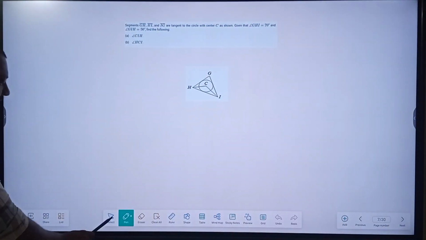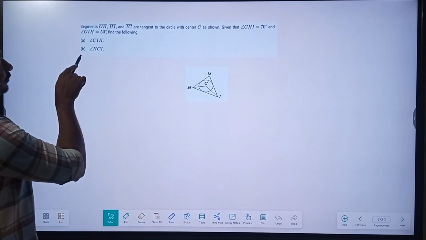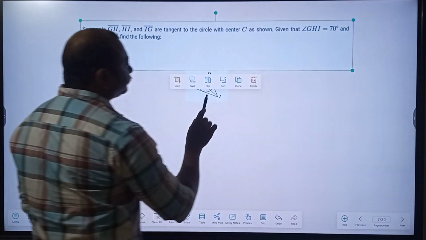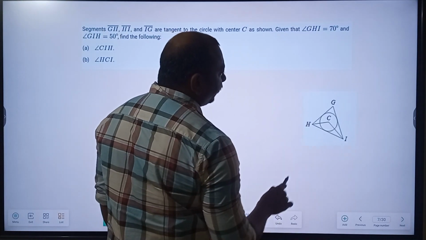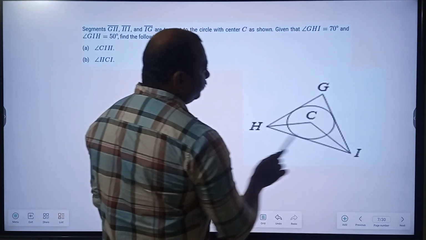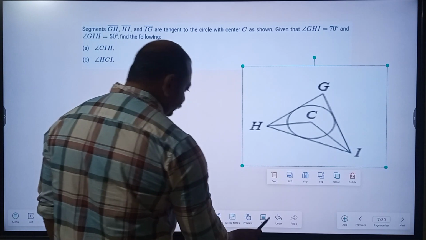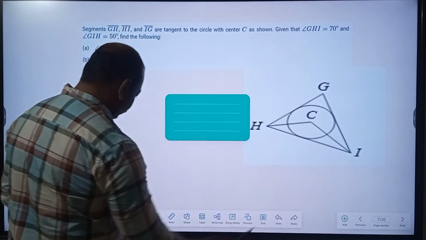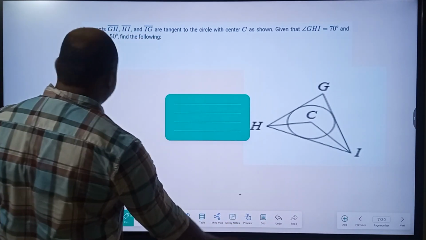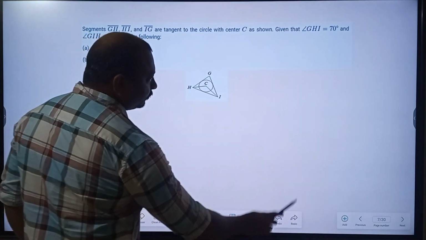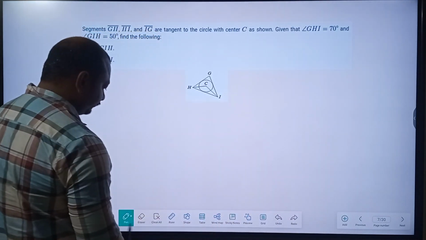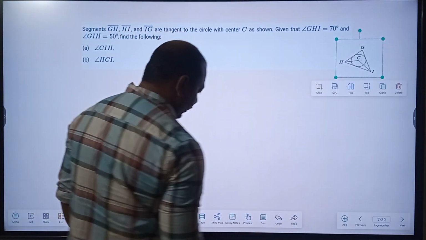Next, segments GH, HI and IG are tangent to the circle with center C as shown. Given that angle GH equal to, okay, this one more circle. Right.